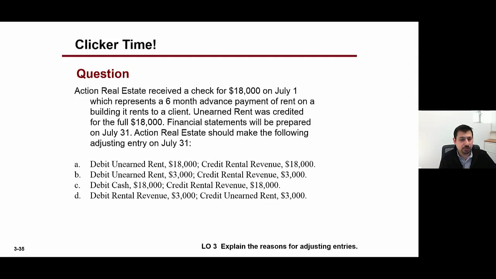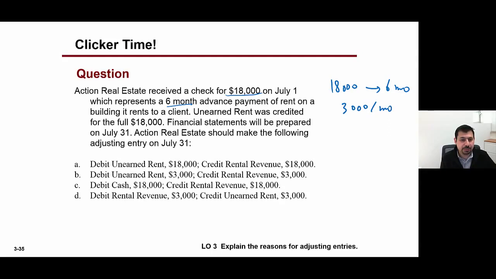So basically, we need to make the adjusting entry. Action Real Estate should make the following adjusting entry on July 31st. How do we approach that? So the original amount of unearned revenue was $18,000. This was for 6 months. So how much is it per month? It's $18,000 for 6 months. So it is $3,000 per month.